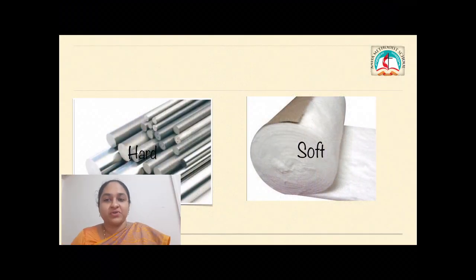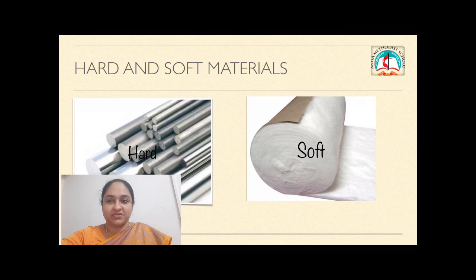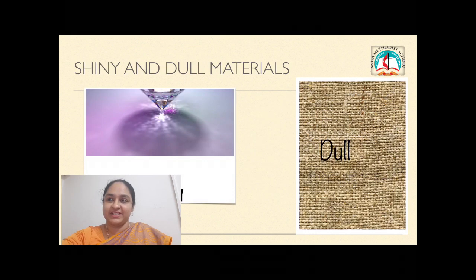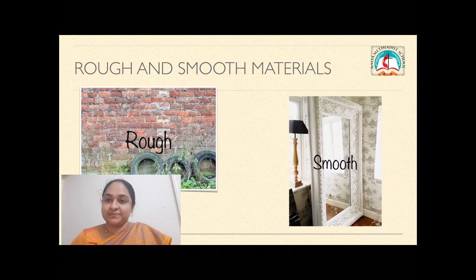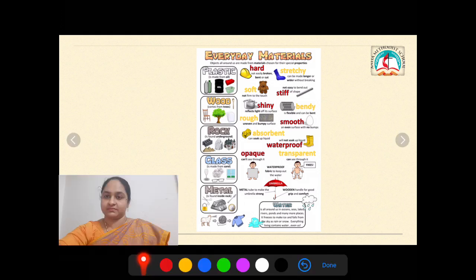Hope you enjoyed watching about different kinds of materials that we have. We saw about hard and soft materials talking to you. Then we saw shiny and dull materials. And then rough and smooth materials also explained about themselves to you. Did you understand that? Yes. Now here are few things that we use in our everyday life.